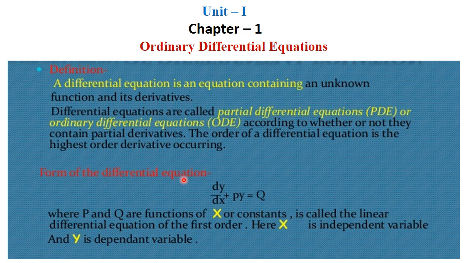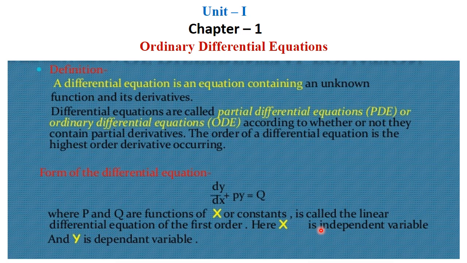Form of differential equation. A differential equation in simple terms can be written as dy upon dx plus py equals q, where p and q either are constants or are known functions of x, and this is called the linear differential equation of first order. Why is it first order? Because the differentiation here is only one time. That means dy upon dx is the single differentiation of a function y. That is why it is of first order.